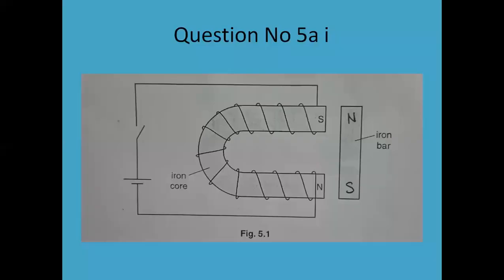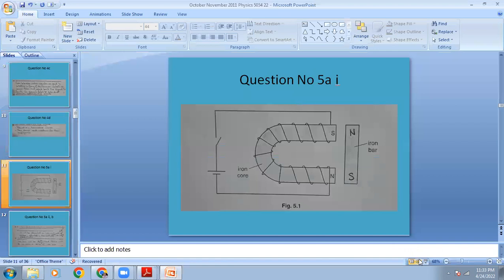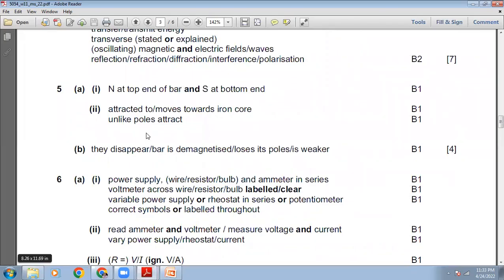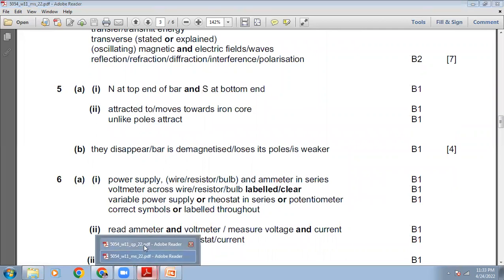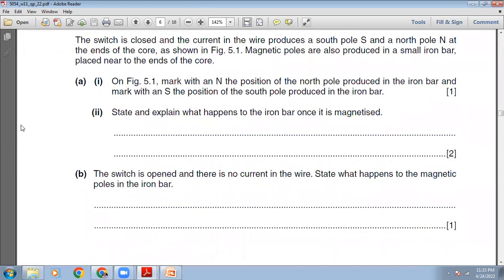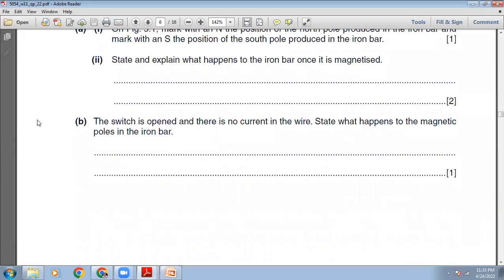Hopefully you can see that. Okay. So let's move to the next part. North at the top bar and south at the bottom. Okay, so we are done with this. Okay, he says state and explain what happens to the iron bar once it's magnetized.